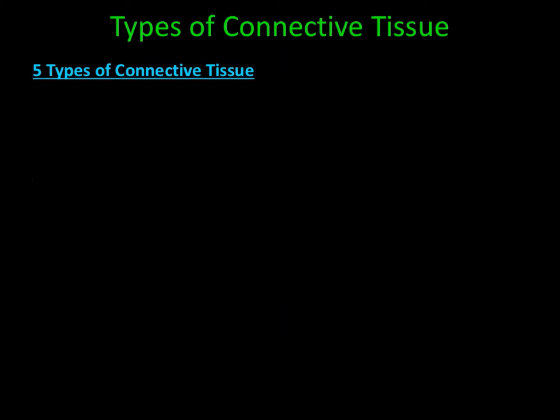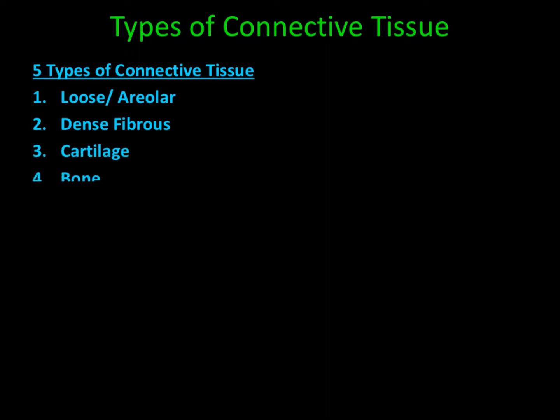There are 5 types of connective tissue, and remember, the type of connective tissue is determined by the composition of its extracellular matrix. The first type of connective tissue is called loose areolar connective tissue. The second type is called dense fibrous connective tissue. The third is cartilage, the fourth is bone, and the last connective tissue is blood.